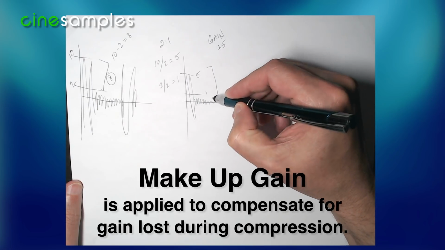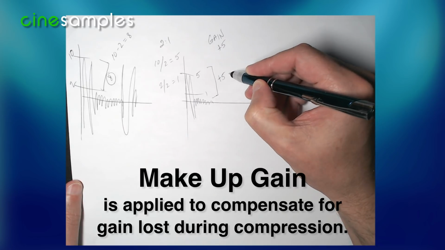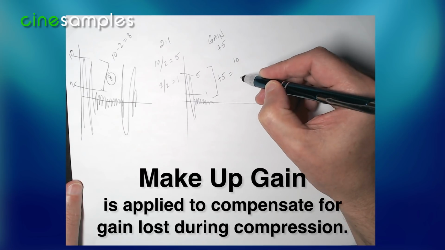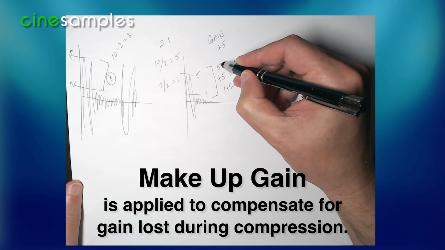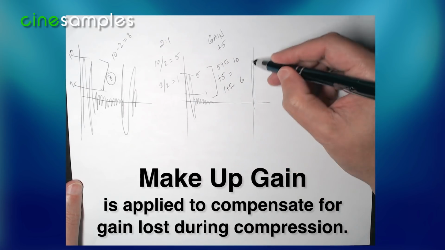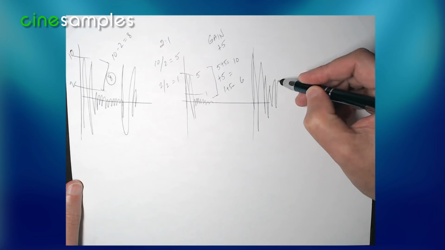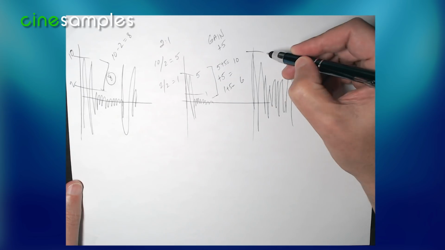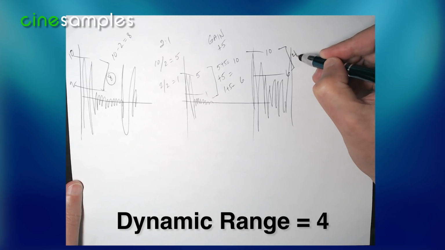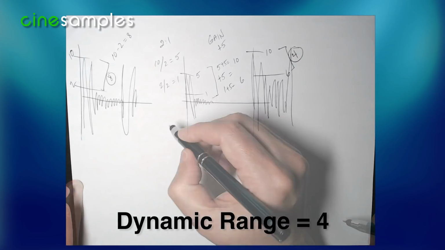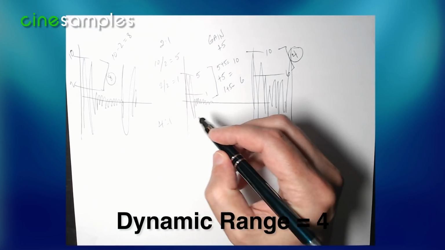Across the board, let's add a value of 5. So 5 plus 5 equals 10, which is where our peaks were before. 1 plus 5 equals 6. We started with an original dynamic range of 8, and now we have 4. Now the softer words can be heard on top of a bed of music, for example.